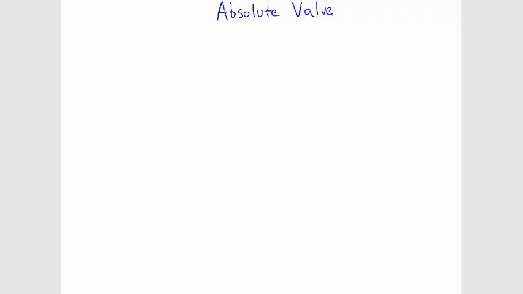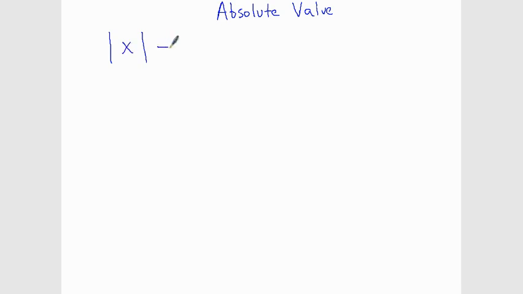Hello there. In this video today, we're going to talk about what is an absolute value. We're going to talk about the definition, what it means computationally, and what it means graphically. So, absolute value is usually noted by the vertical bars and either a number or a variable in between.